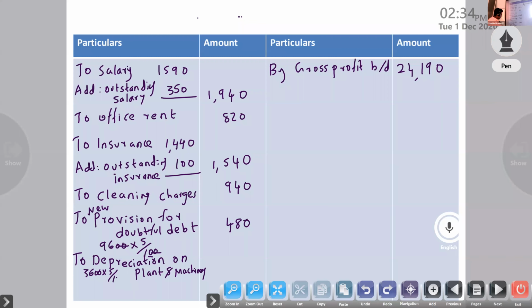Next, to depreciation on building. Building is given as 24,000 in the trial balance, at 10%, so 2,400. Okay, next we look at the last adjustment, outstanding insurance. We already wrote outstanding insurance, so that is over.